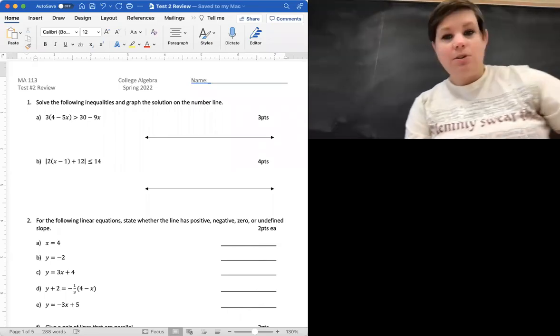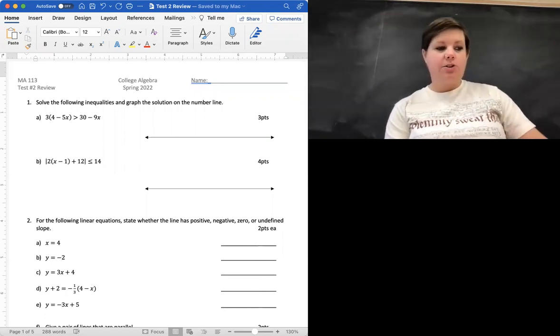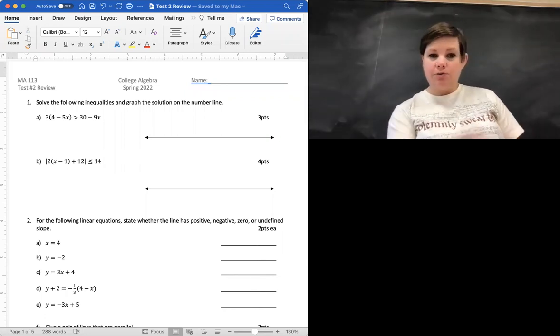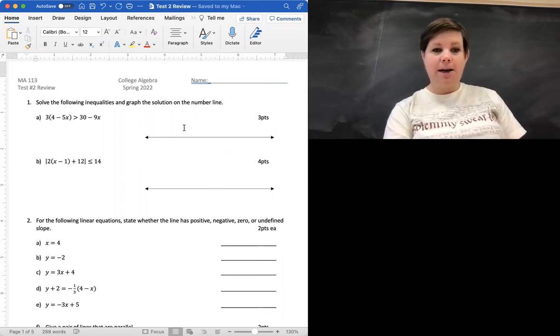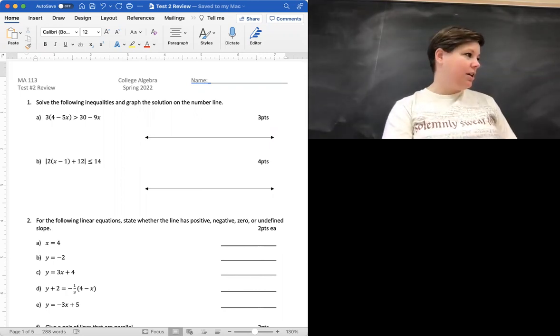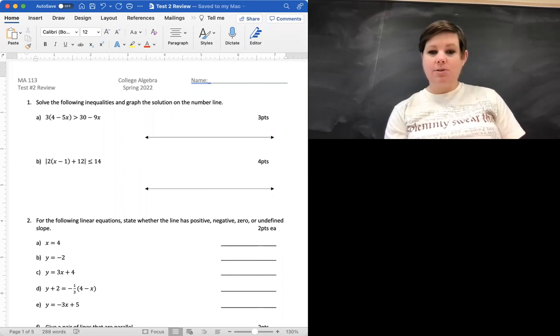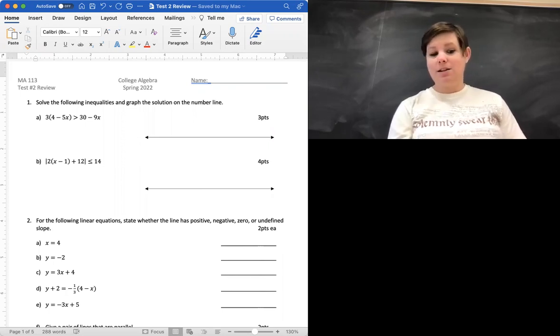Hey guys, so today we're going to work through the test review for test 2. I've screen shared it. You have it on Canvas and on MyMathLab. You can print it off. I've also had it in class every day this week for you to pick up as well. But what I'm going to do is work through every problem that's on here to show you how it's worked and how I expect it to be answered on the test itself.